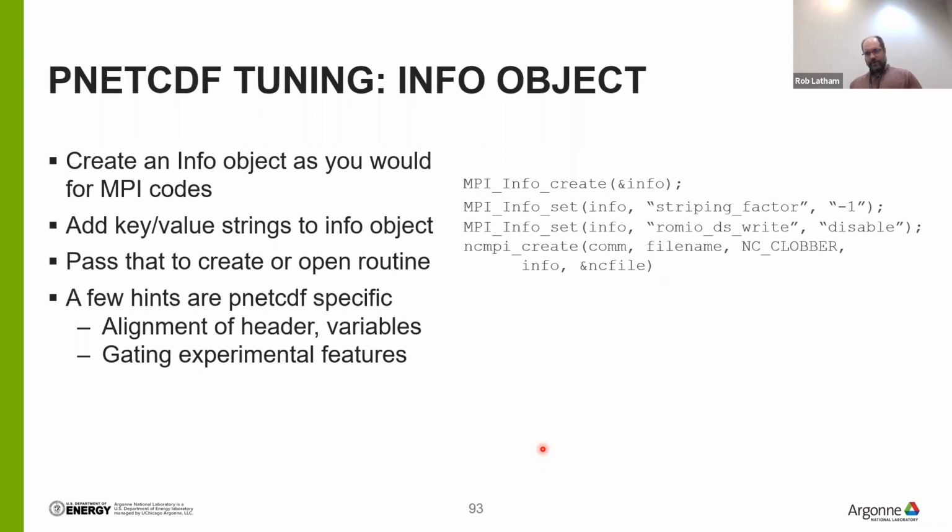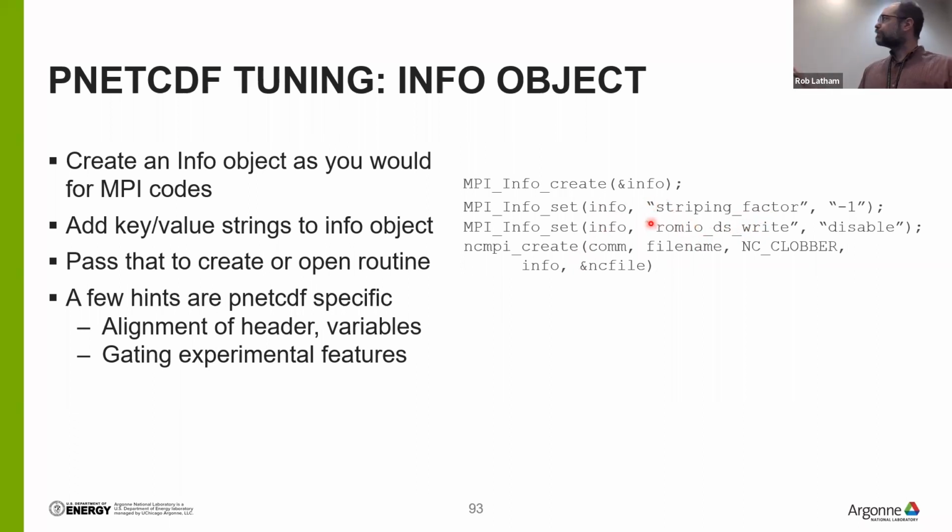MPIO is the foundation upon which Parallel-NetCDF rests. And so to tune Parallel-NetCDF, you just create an info object like you would in MPIO. And then you can say things like the striping factor you want for this file, or you can turn off optimizations like data sieving. And then you pass this info object into the create call. And that will collectively create the file, and you'll get an identifier back.